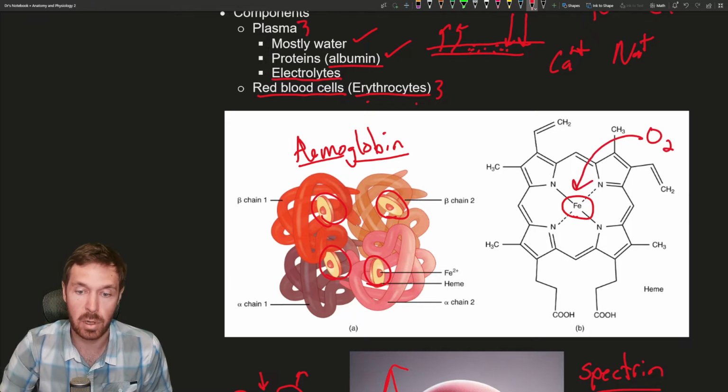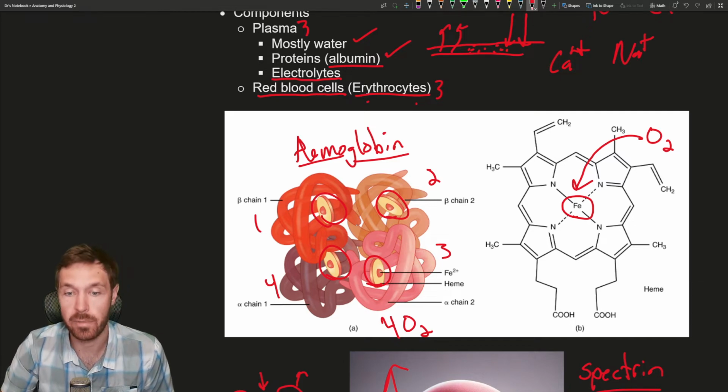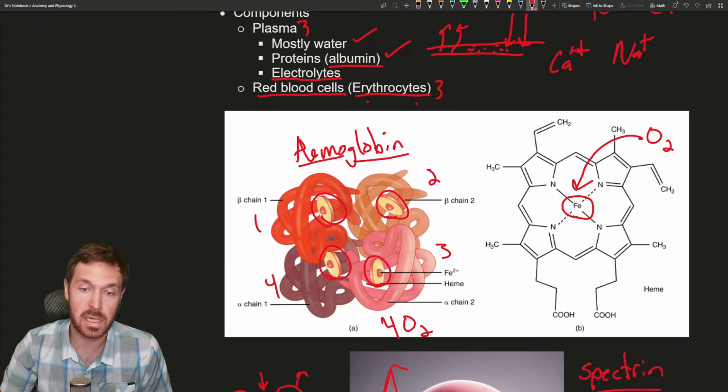One hemoglobin can bind 4 oxygen because there are 4 globin subunits: 1, 2, 3, 4. They come together in what's called the quaternary structure of this protein and form this structure. There are 2 beta and 2 alpha globin side chains, and each of these globins has a heme in the middle that can bind 1 oxygen.